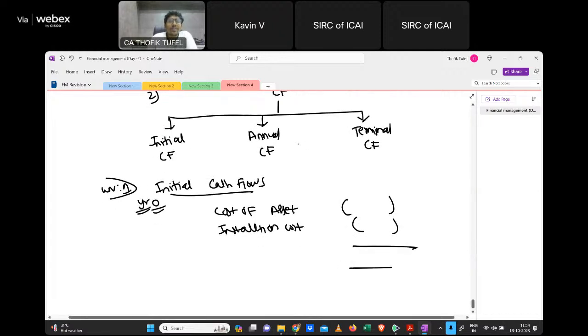Okay. So this will be the cash flows for initial year cash flows. Initial year cash flows. One more point here. We have a few adjustments, which I will discuss in the end. We have some 2-3 adjustments.